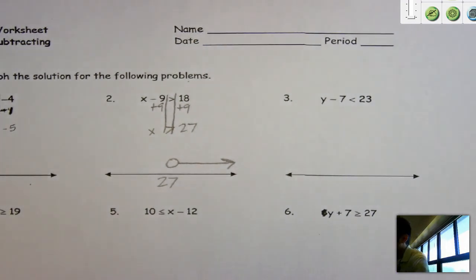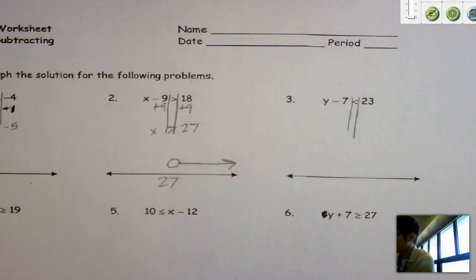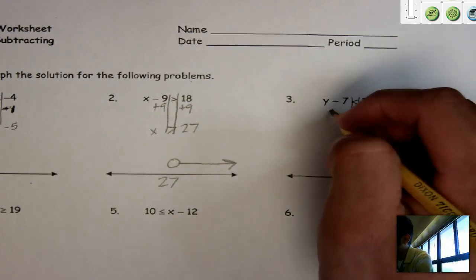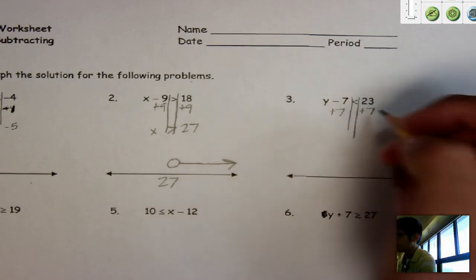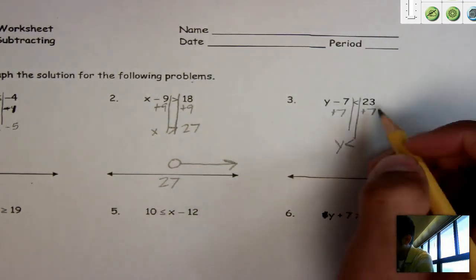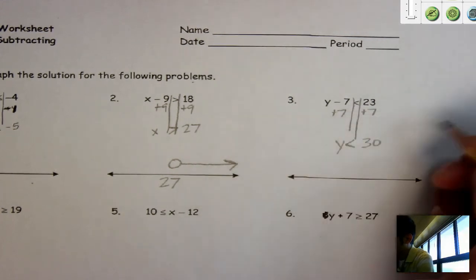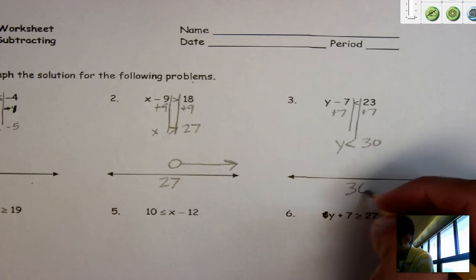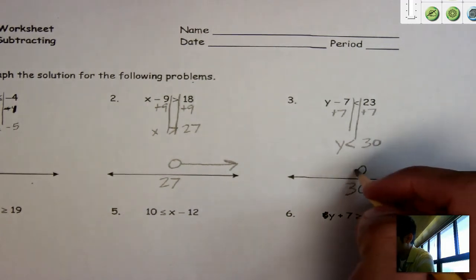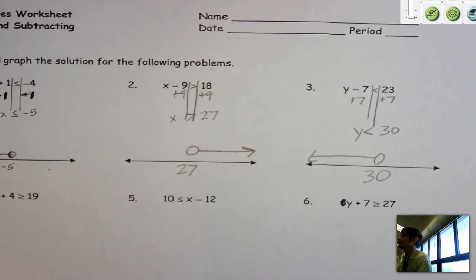Number 3. It says y minus 7 is less than 23. What's the opposite of minus 7? Positive 7 or plus 7. So then I do plus 7 to both sides. So I have y is less than 23 plus 7 is 30. So then I graph that with a 30 in the middle. Is that an open or closed circle? Open. It's going to point to the left. Okay? Point to the left. That's where the less than numbers are.